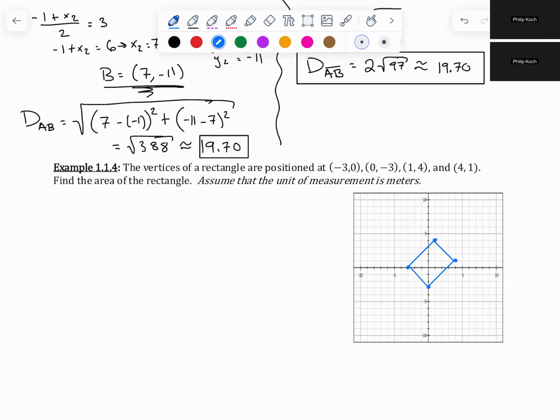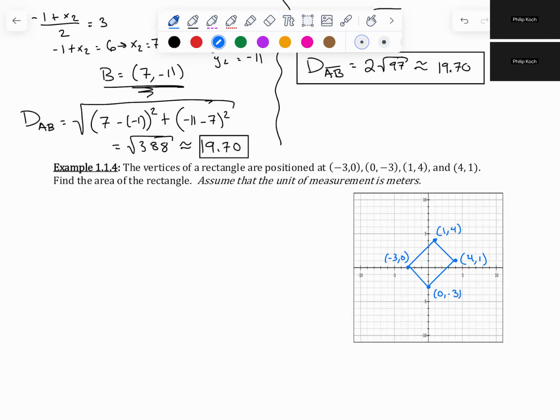I'll even label the points: (1, 4), (4, 1), (0, -3), and (-3, 0). It says find the area of the rectangle. This is a good question to think about. Critical thinking here. Okay, I need to find the area of the rectangle. How do I find the area of a rectangle? I need the length and the width. So I need to know the distance between two vertices and another set of two vertices.